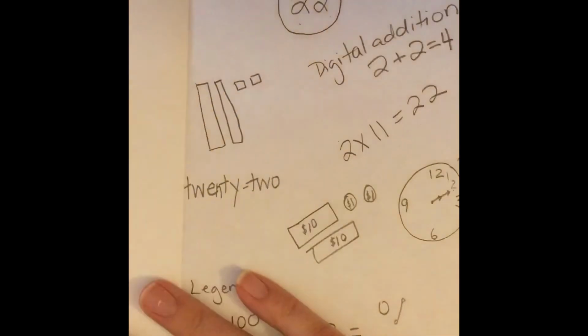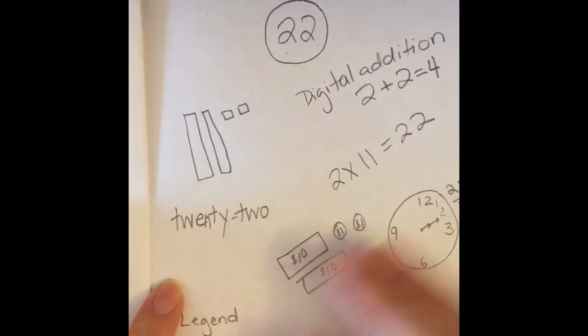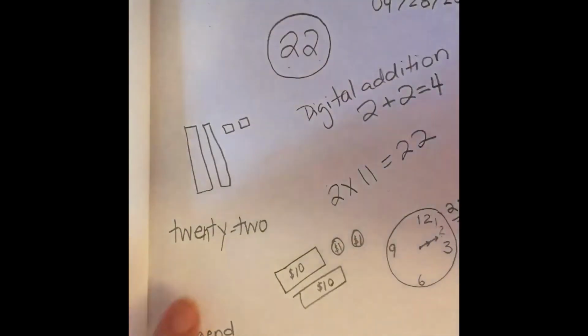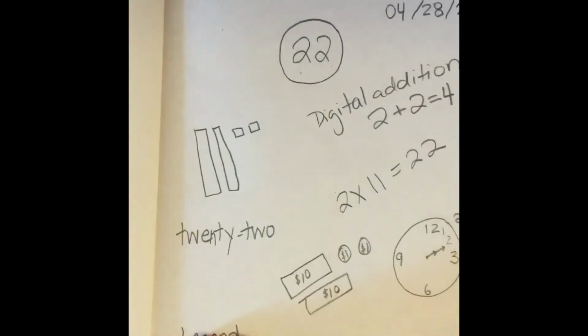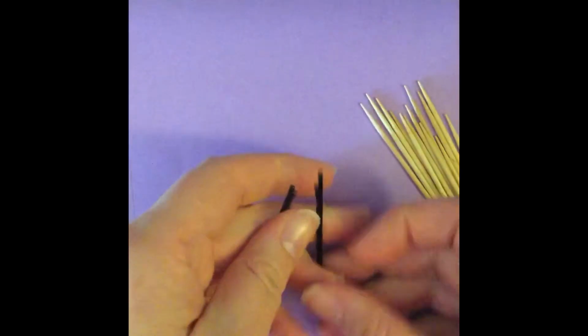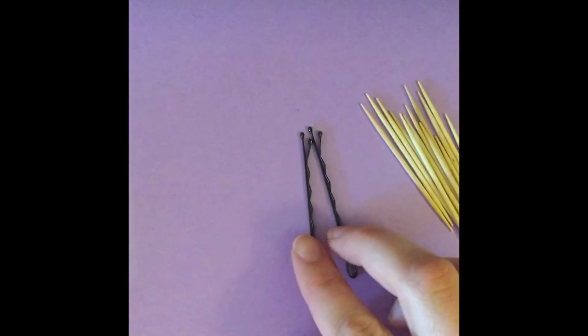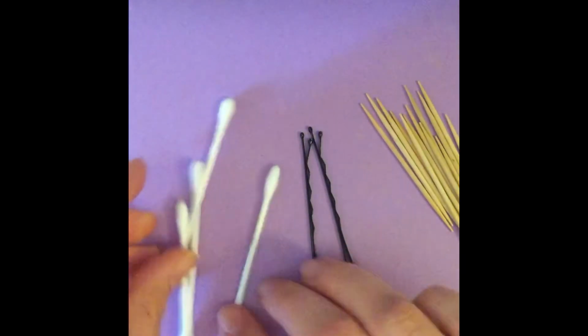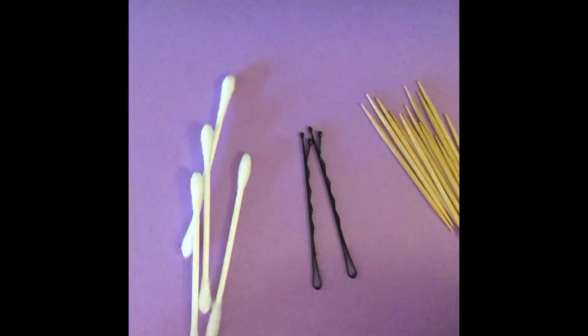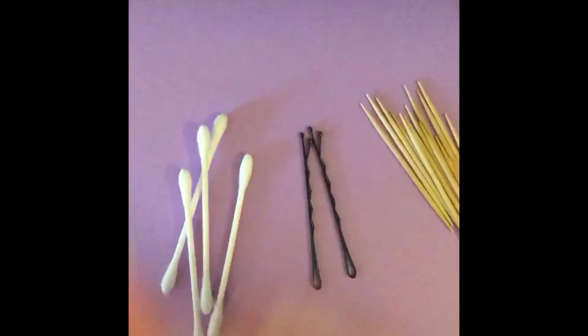And so I did the number 22. And then the next day was my third day, Wednesday. I did the number 6. Toothpicks, bobby pins, and Q-tips. And let's imagine this is just my decision, so you can decide what your manipulatives at home are worth.